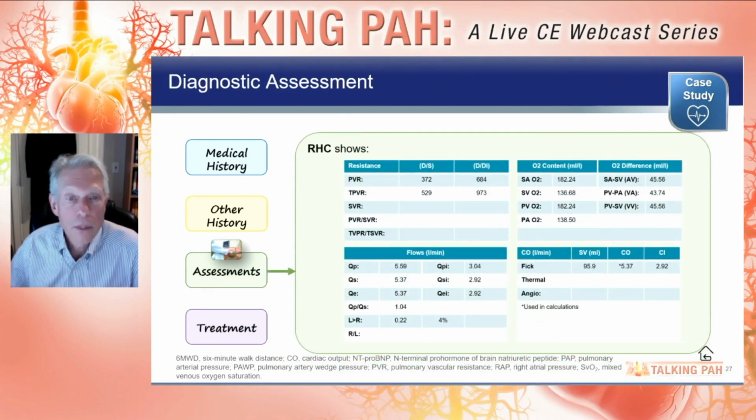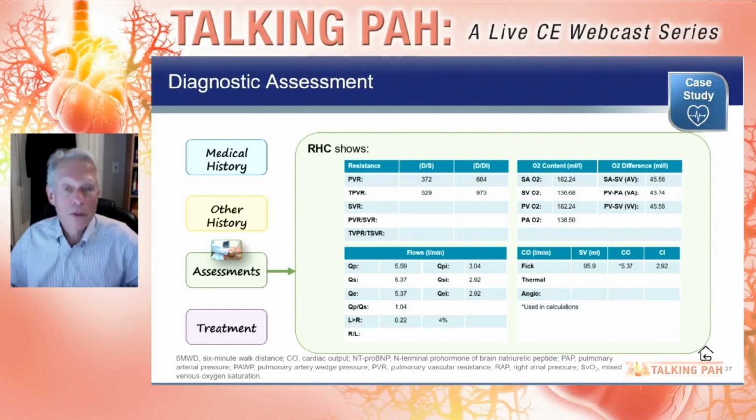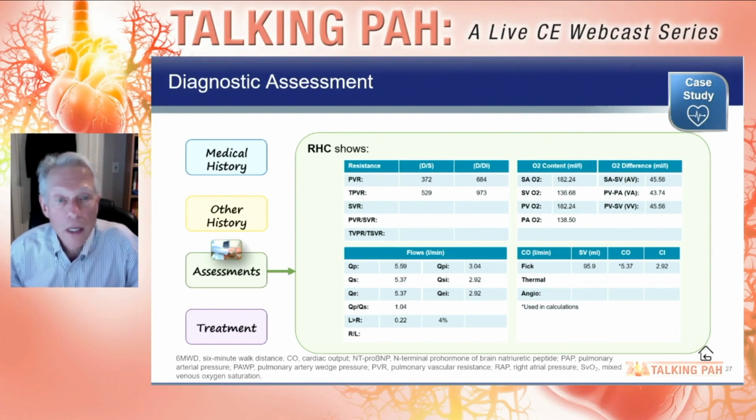These are the additional numbers. You can see there the PVR, the pulmonary vascular resistance, which here is being measured in dynes. And I think you saw in the definition reference to Wood's units. To get from dynes to Wood units, you divide by 80. So this is about 4.7 Wood units. So quite elevated when we consider 2 or less to be within normal range.